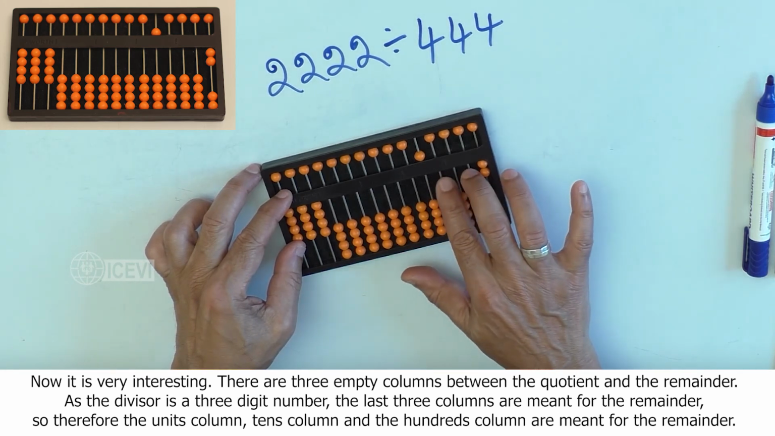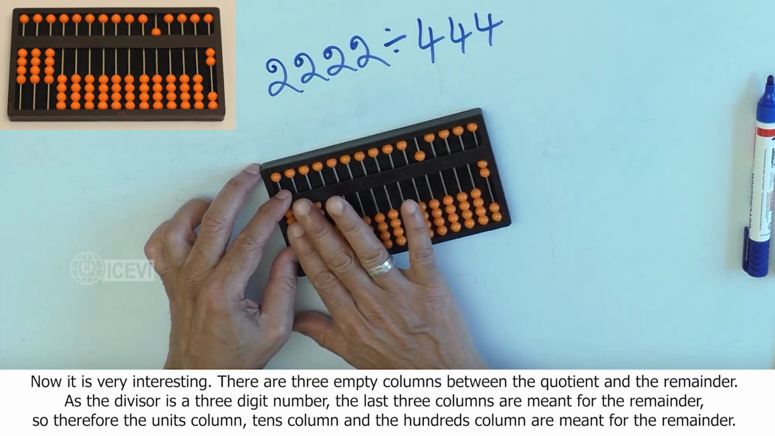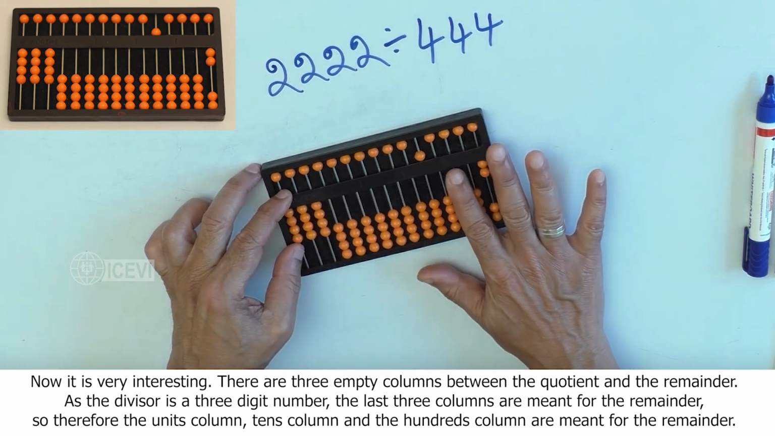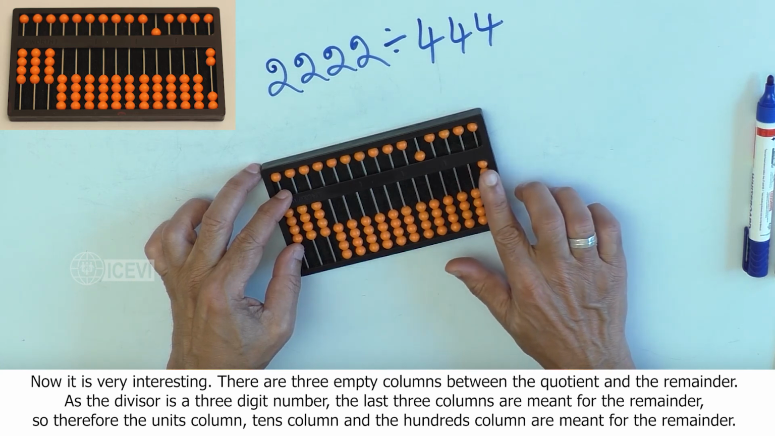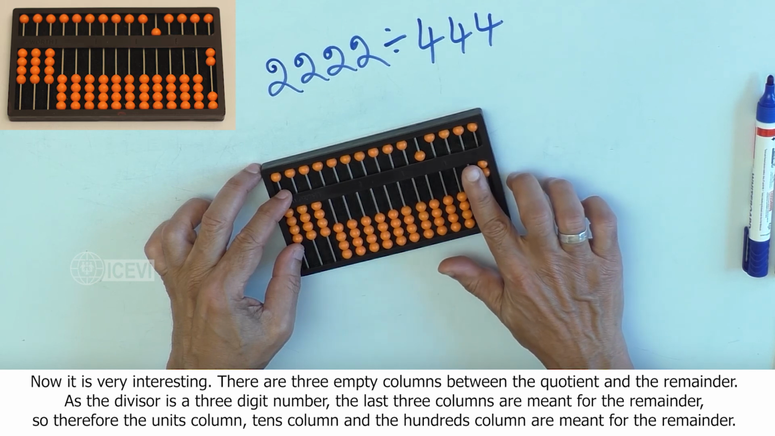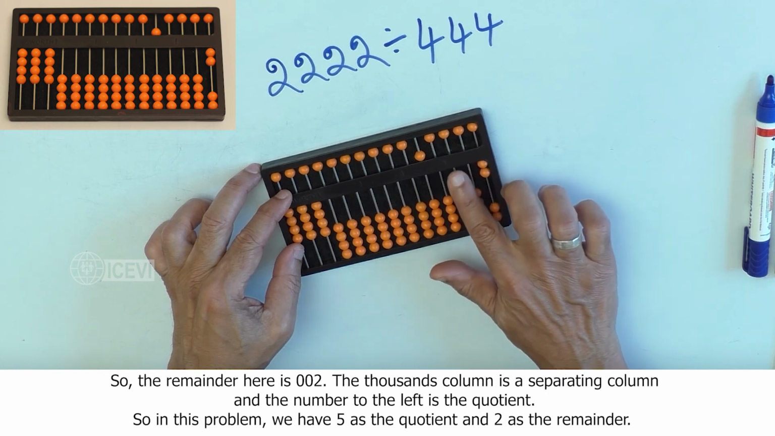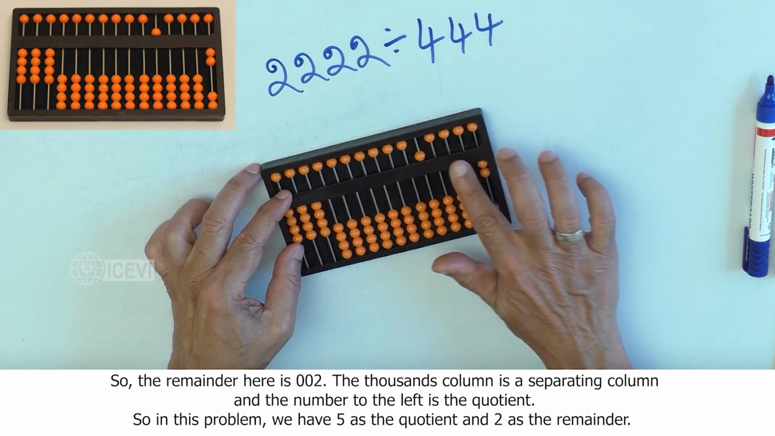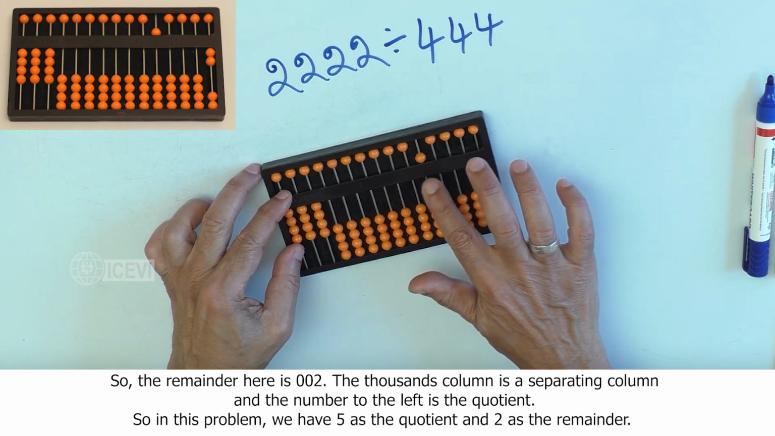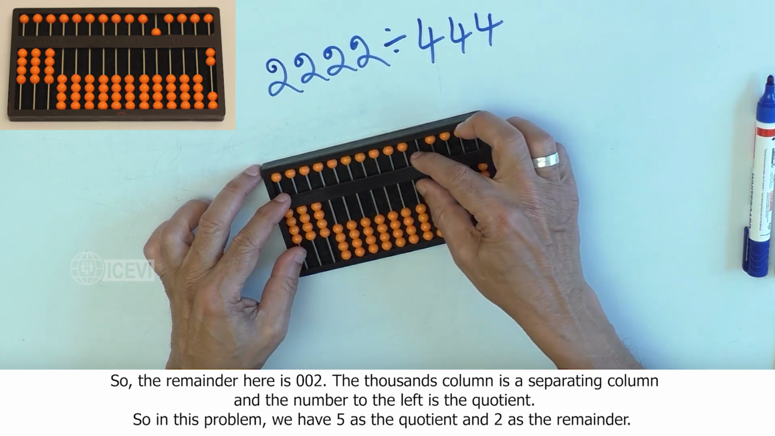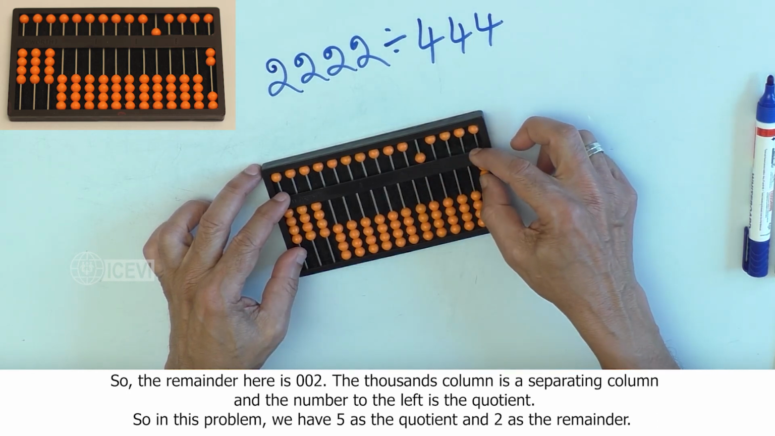We have 3 empty columns between the quotient and the remainder. As the divisor is a 3-digit number, the last 3 columns are meant for remainder. So therefore, the units column, tens column and hundreds column are meant for the remainder. So here the remainder is 0, 0, 2. And the thousands column is a separating column. And the number to the left is the quotient. So in this problem, we have 5 as the quotient and 2 as the remainder.